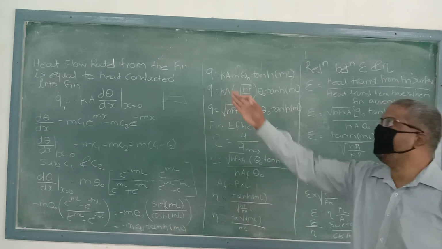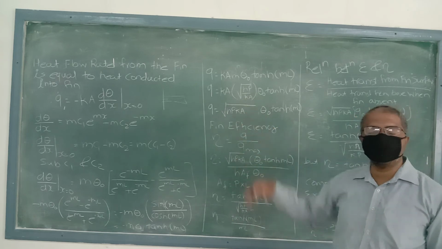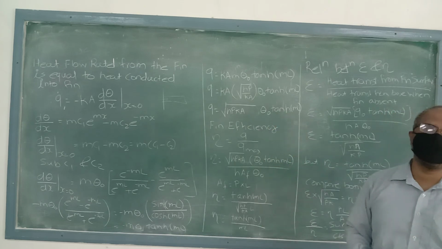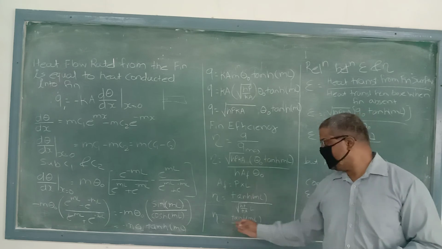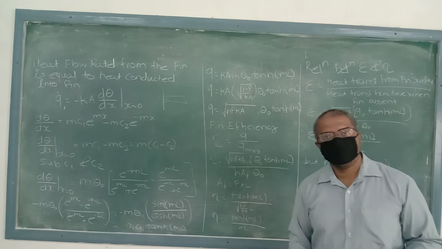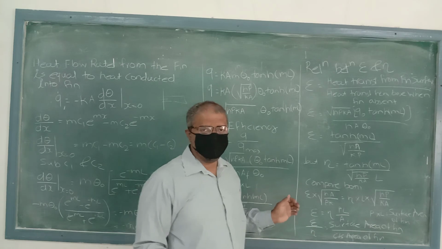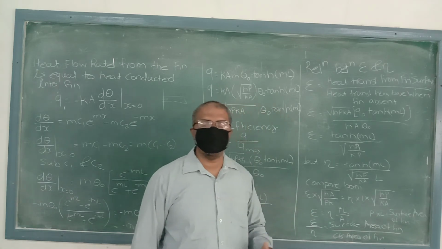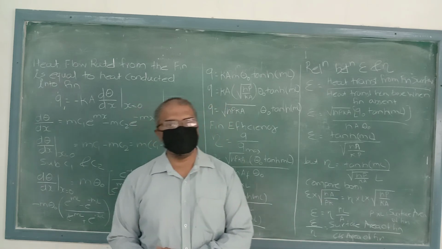So today we have derived heat flow rate from the fin. The equation is Q is equal to under root hPk into theta 0 tanh(ml). Also we have derived fin efficiency, that is fin efficiency is equal to tanh(ml) upon ml. And at last we have derived the relation between the fin effectiveness and fin efficiency, that is surface area of the fin upon cross section area of the fin. So this is all about today's lecture.